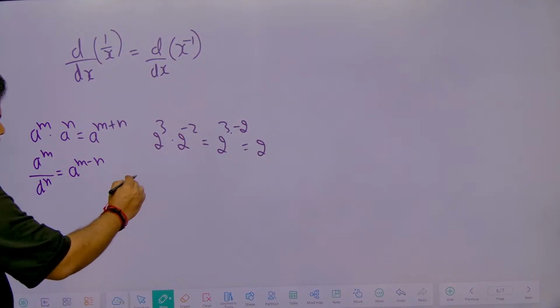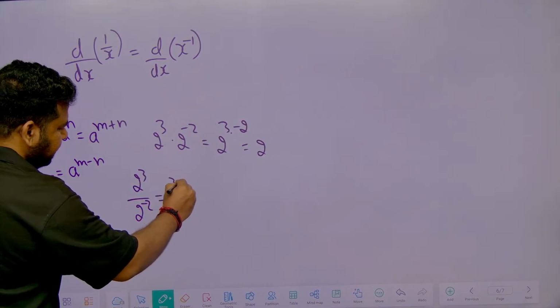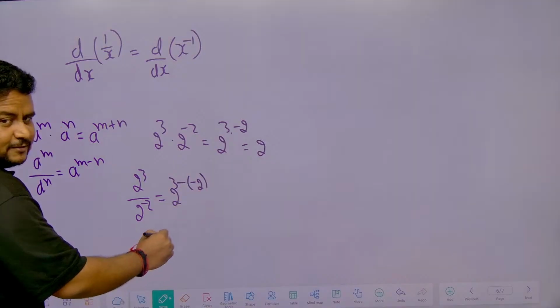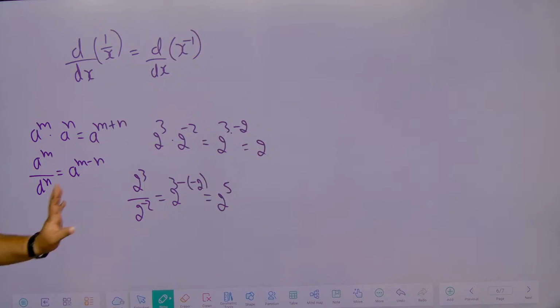Suppose you are having 2 power 3 divided by 2 power minus 2. What will you do? 2 power 3 minus of minus 2. This will become what? 2 power 5. It would become 2 power 5.